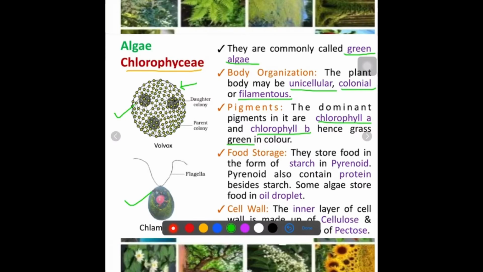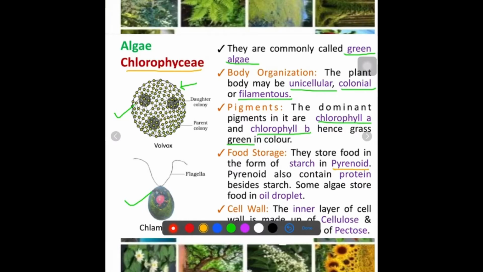Now you know that the pigments present in the chlorophyceae are present in the chloroplast. But here, along with the chloroplast, they also have special cavities. And these special cavities are called pyrenoids. Chlorophyceae have a special cavity in their cell, what we call a pyrenoid.